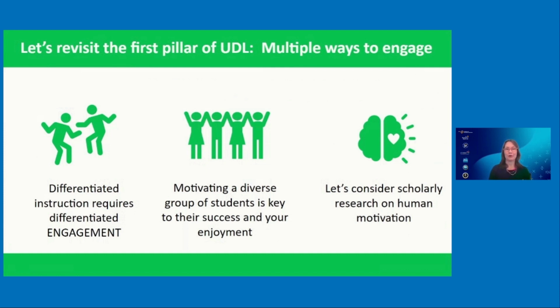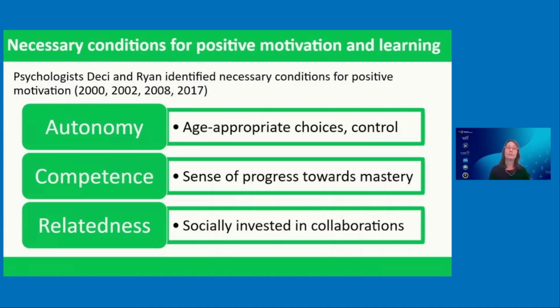Our students today, post-pandemic, just have a different relationship with learning in school than they have in the past. And so I think if we can get those students motivated and invested in their math education, it's going to be key to their success and key to your enjoyment. So I want to take a moment to consider some scholarly research on human motivation. Over the past couple decades, two psychologists, Deci and Ryan, have been working to identify the necessary conditions for positive motivation and therefore learning. The first condition is autonomy.